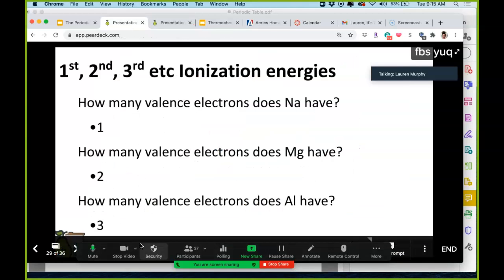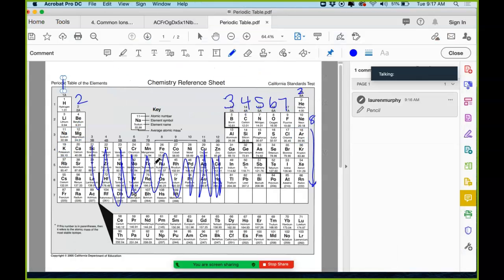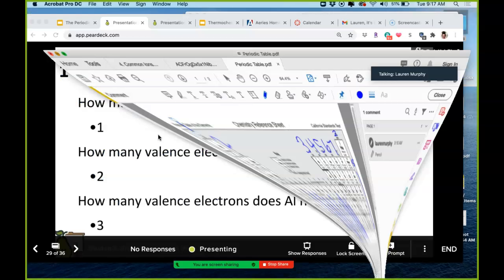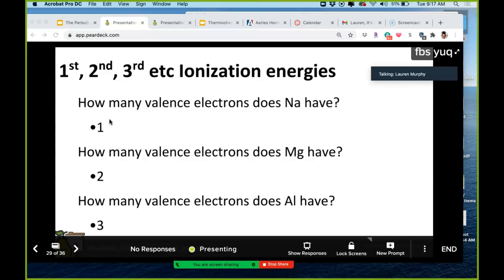Okay, so let's talk about valence electrons. So use your periodic table, remember. So again, these are how many valence electrons in each family, ignoring our transition metals, which we're kind of ignoring for a lot of this chapter. So again, sodium has 1 valence electron, magnesium has 2 valence electrons, aluminum has 3.